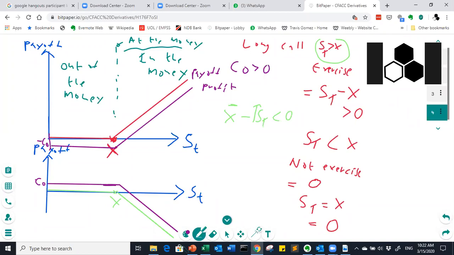Everything clear on that? The important thing is to remember in what situation you exercise and in what situation you do not exercise. For a long call, this is the condition. We can also characterize it as an identity, though you don't need to worry too much about it. The payoff to the long call, looking at this diagram, will always be the maximum of 0 or ST minus X. From the diagram, at a minimum you get 0, or you get some positive value. So for the long call, this is the identity for the payoff structure.